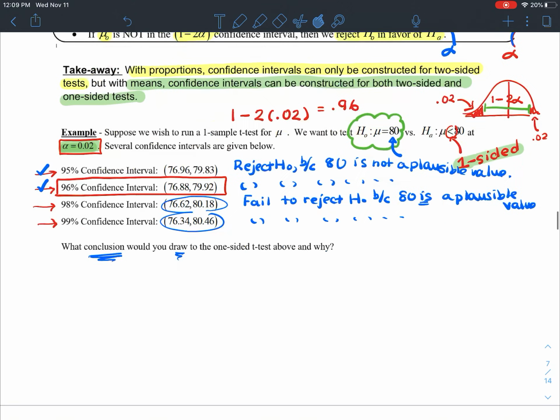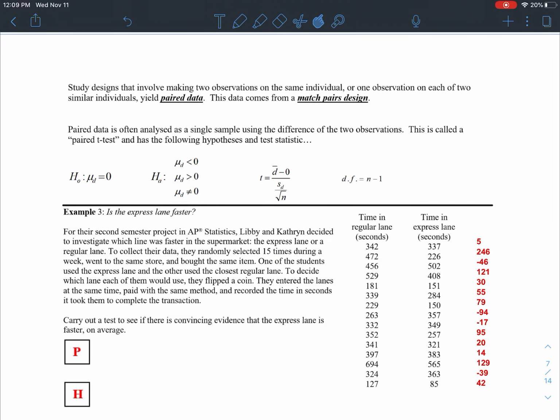Okay, so we're going to take a look at a different type of study design. We would have studied different types of designs in Chapter 4.